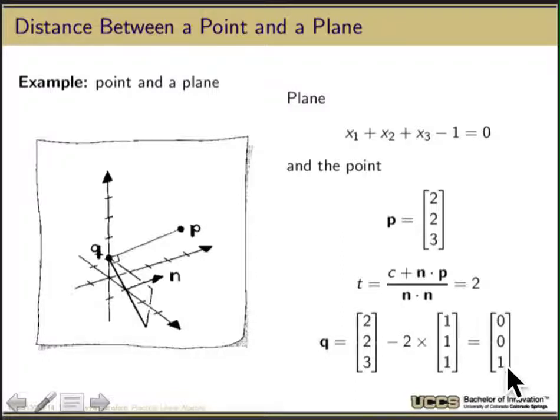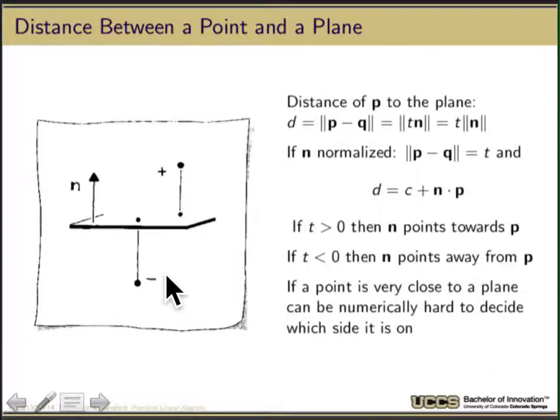So if I have a point and I ask how far away it is from the plane, I can now do this. Getting the distance to the plane, you can just put that point P and Q back in. D is equal to the distance between P and Q, which is equal to T times N, which is just equal to T times the norm of N. If N is normalized, then the distance is just T. If T is greater than 0, N points towards the point P. And if T is less than 0, then N points away from the point. This can be useful for deciding what side of the plane I'm on.